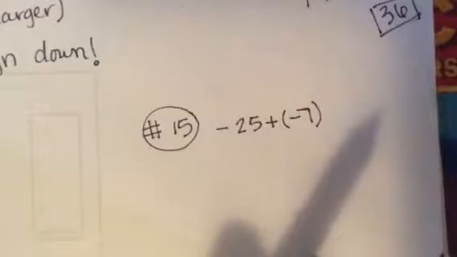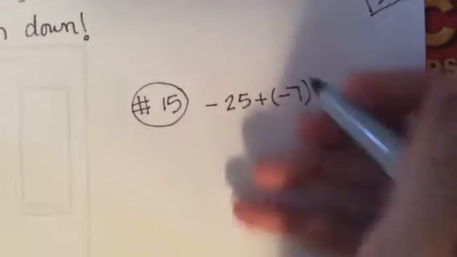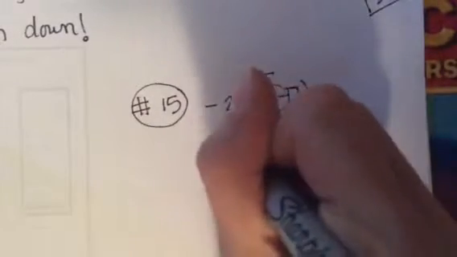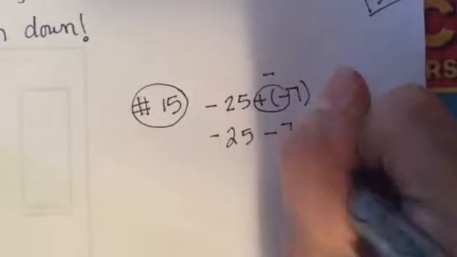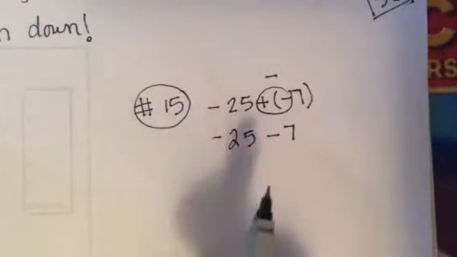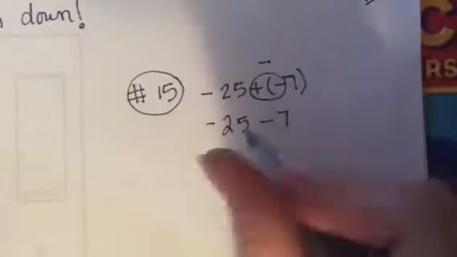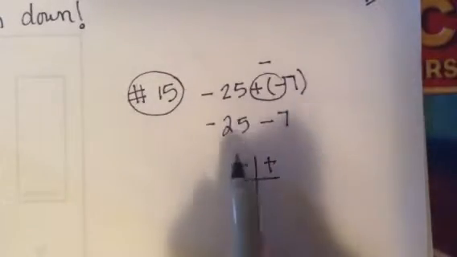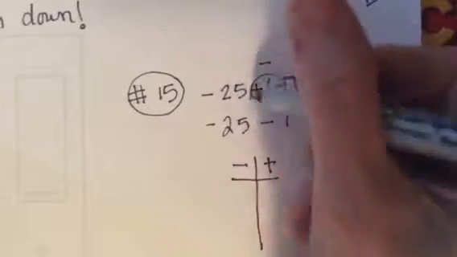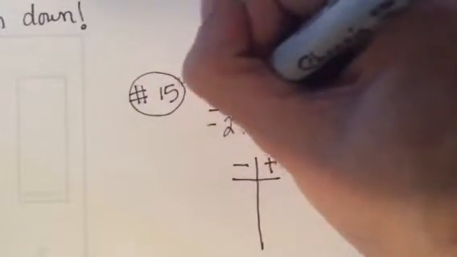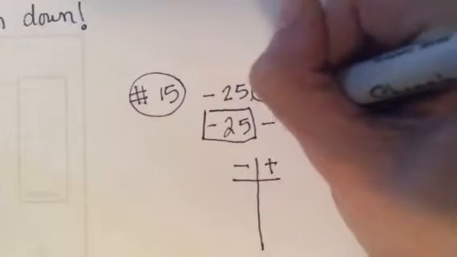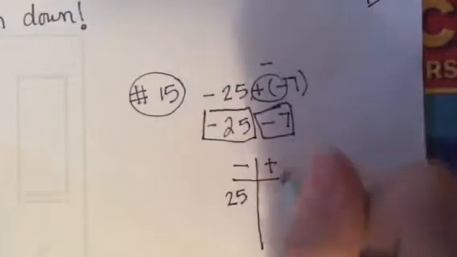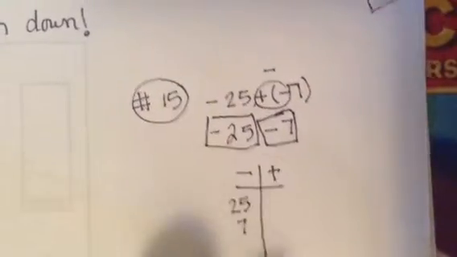Okay, so I'll follow the steps again. So the first thing I'm going to do is change this into subtraction. So I have -25 minus 7. And I'm going to go to my steps. So remember, step 1, set up and put your numbers in the correct columns. Now, keep in mind, the sign in front tells you which one. So for example, this is a -25 and this is a -7. Okay, so 25 goes over here, and so does the 7. Okay, so that was step 1.